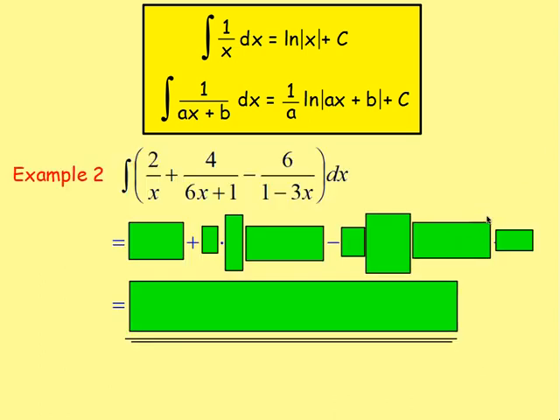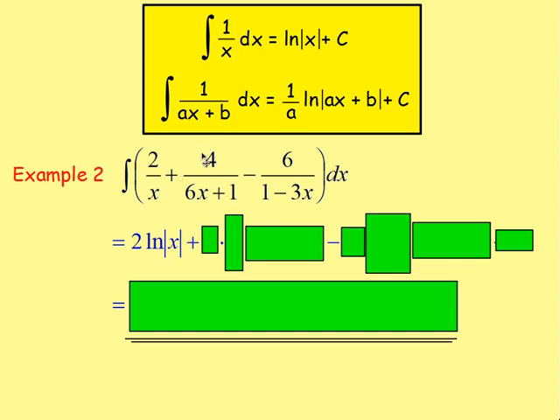Next example, example 2: integrate 2 over x plus 4 over 6x plus 1, take away 6 over 1 take away 3x, with respect to x. So, 3 different parts. The first one, if we integrate 2 over x, well, the 2 we can leave as 2. That's just staying. If we put that to the side, that means 2 times 1 over x. So again, you're thinking, well, 1 over x goes to ln x, and you need your modulus signs. Yes, so that will go to 2 ln x. Perfect. After that, you've got plus, so write down plus.